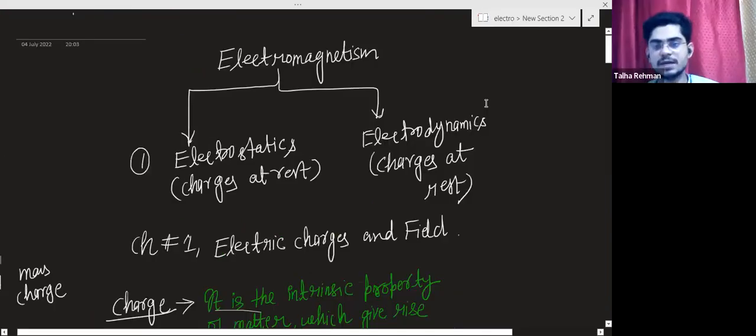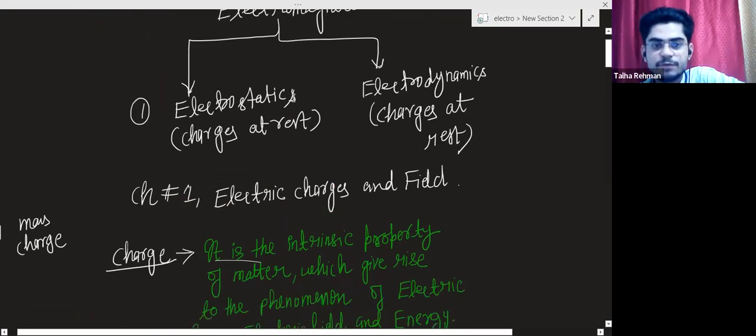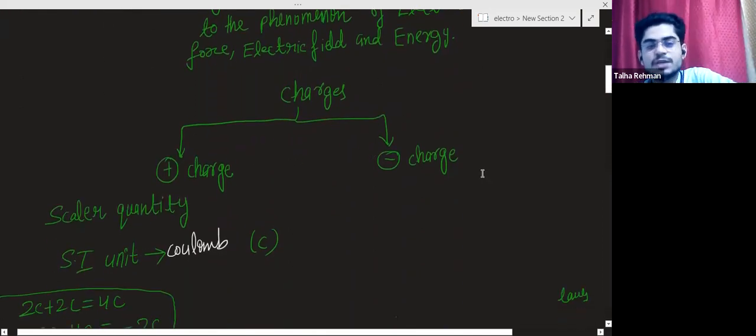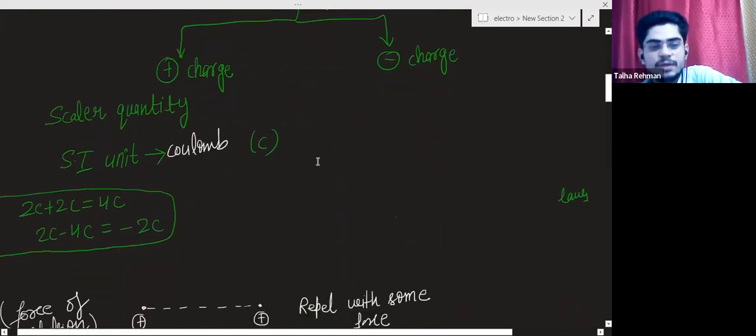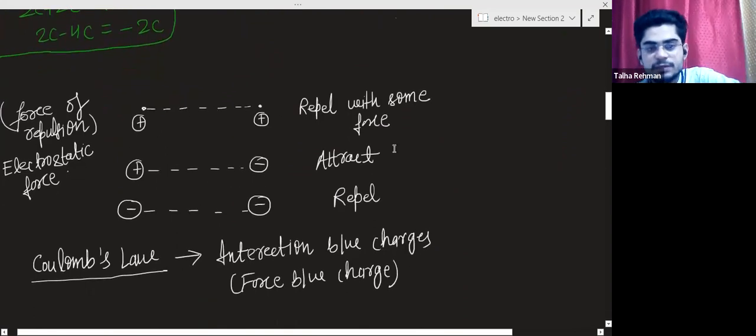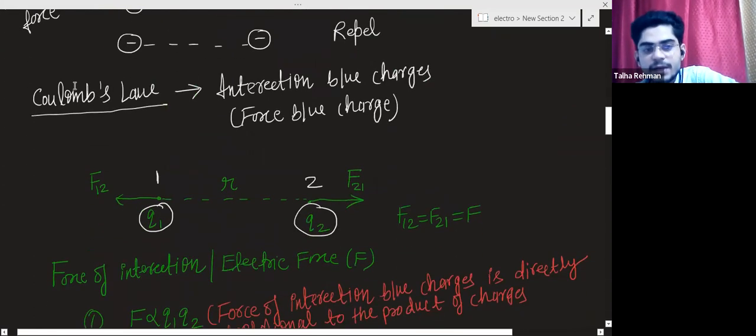So in the last class, we started from here, and after that we discussed charge. What is charge? There are two types of charges, positive and negative. The SI unit of charge is coulomb, and this we know very well. After that, I discussed Coulomb's law.